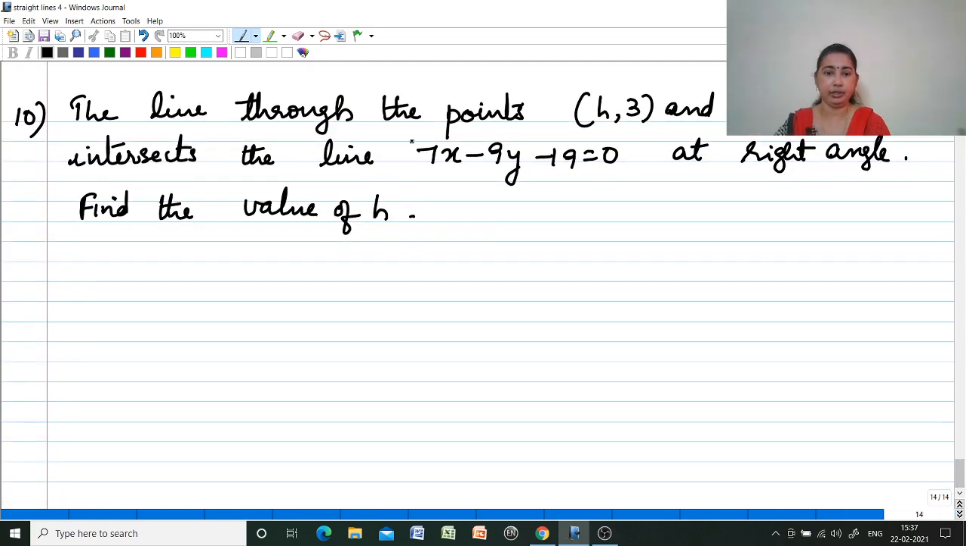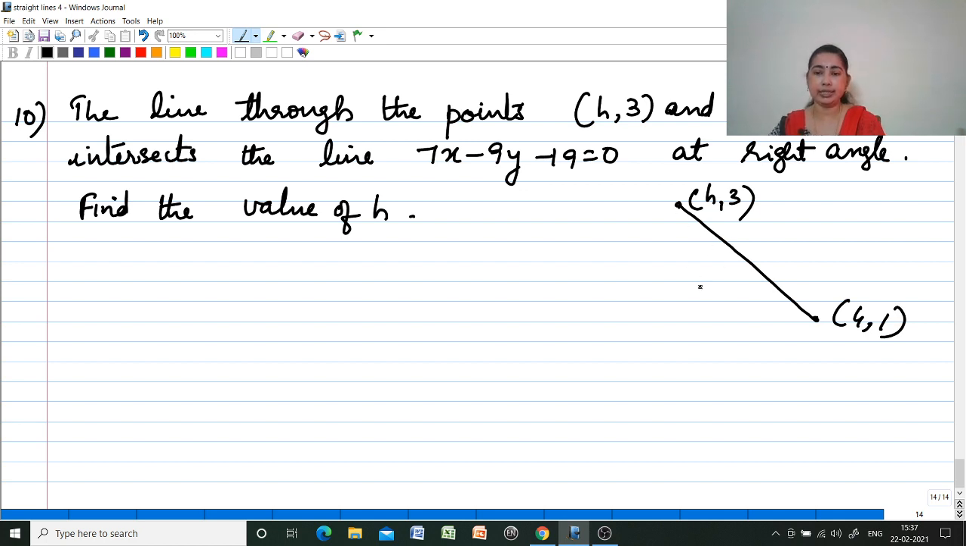Next one. The line through the points (h, 3) and (4, 1) intersects the line 7x minus 9y minus 19 equal to 0 at right angle. Find the value of h. The line through the points, so two points are there, (h, 3) and (4, 1). This line intersects the line 7x minus 9y minus 19 equal to 0 at right angle. Find the value of h.